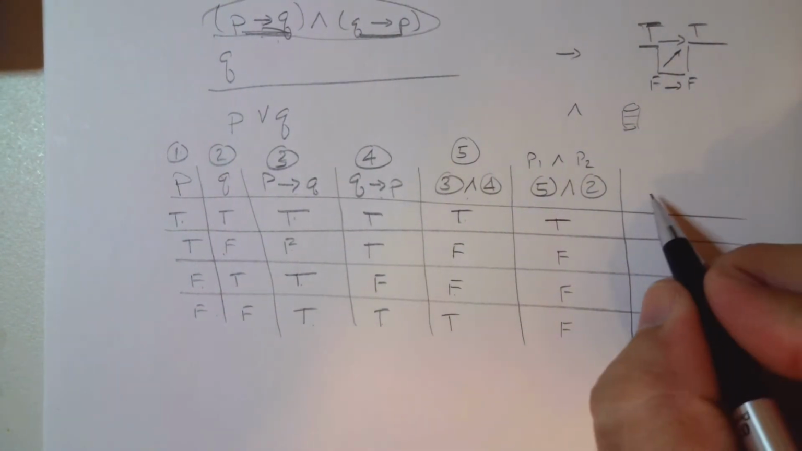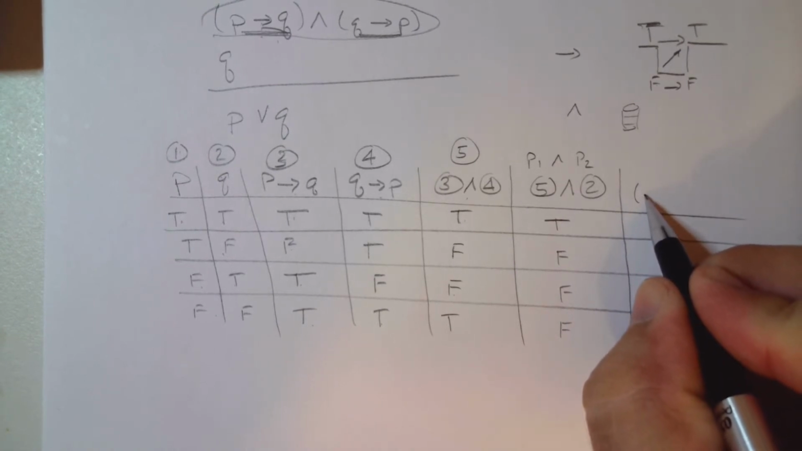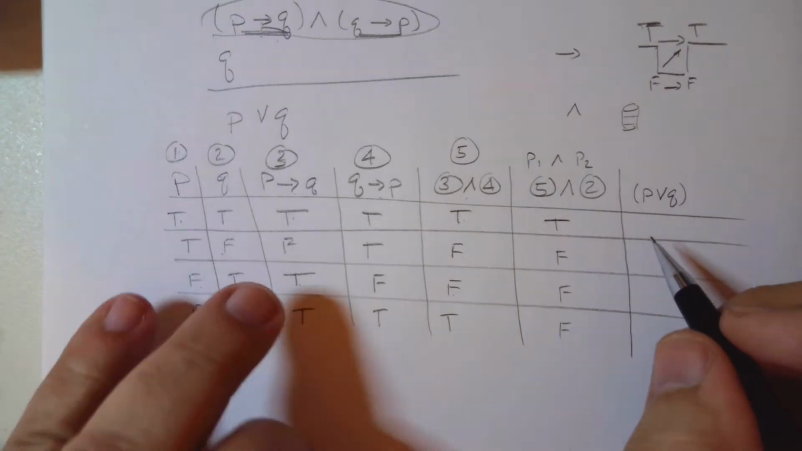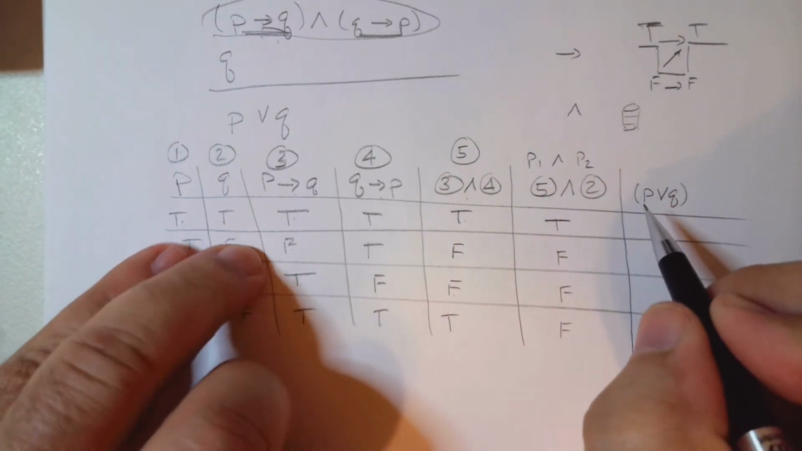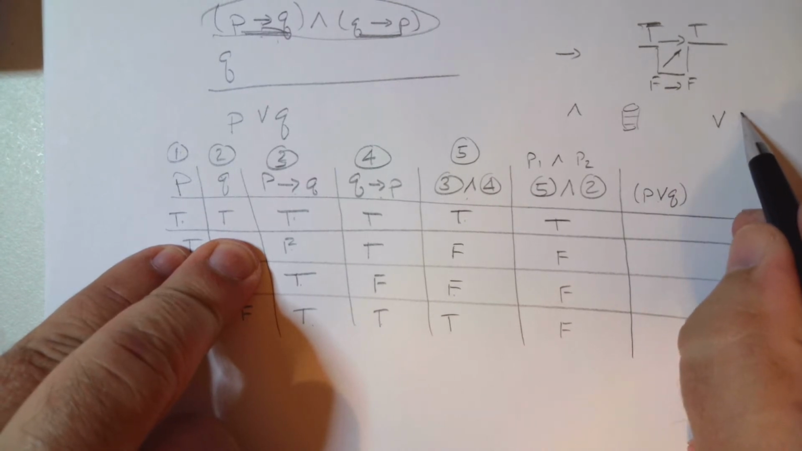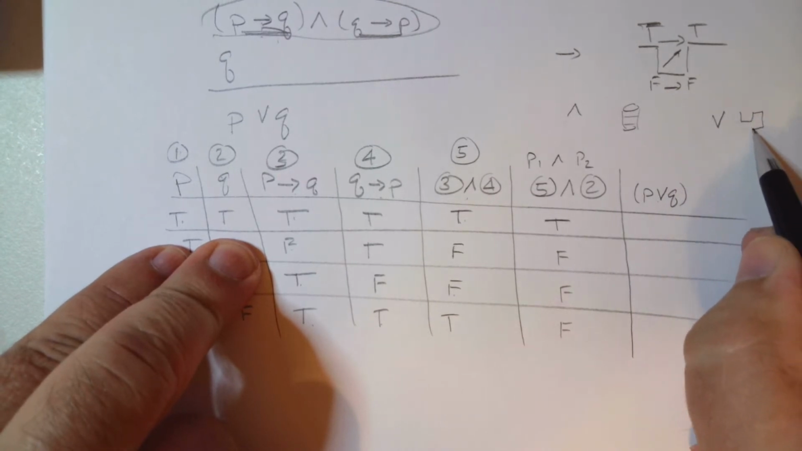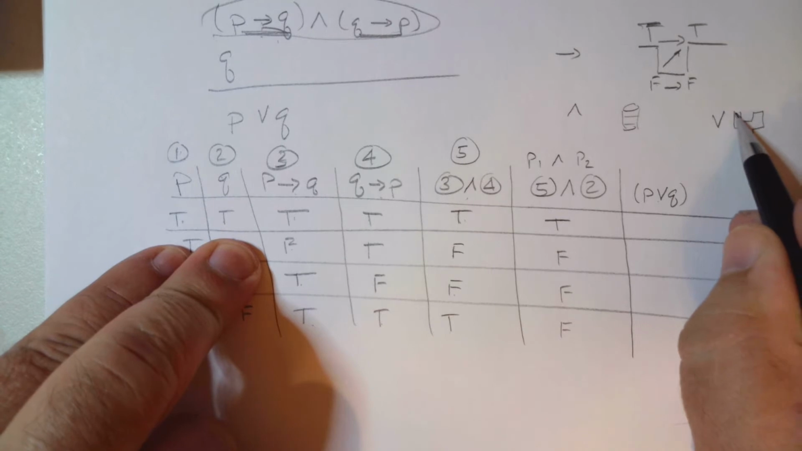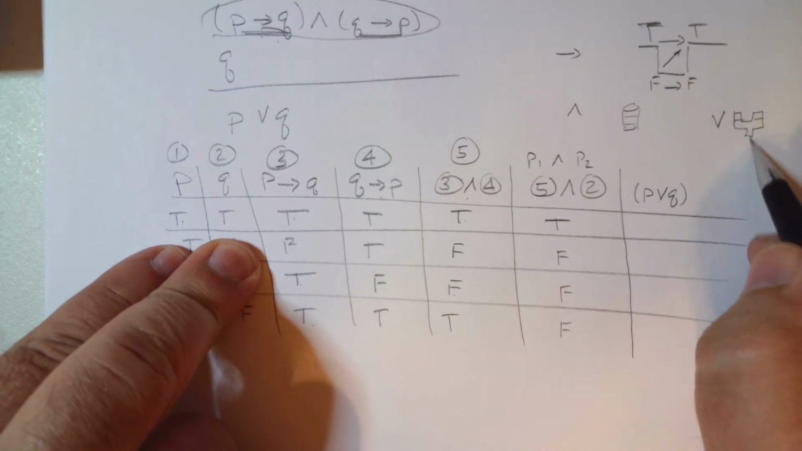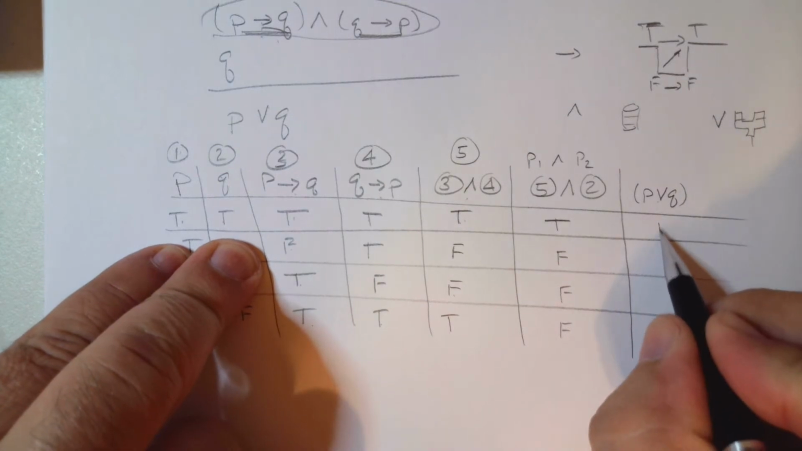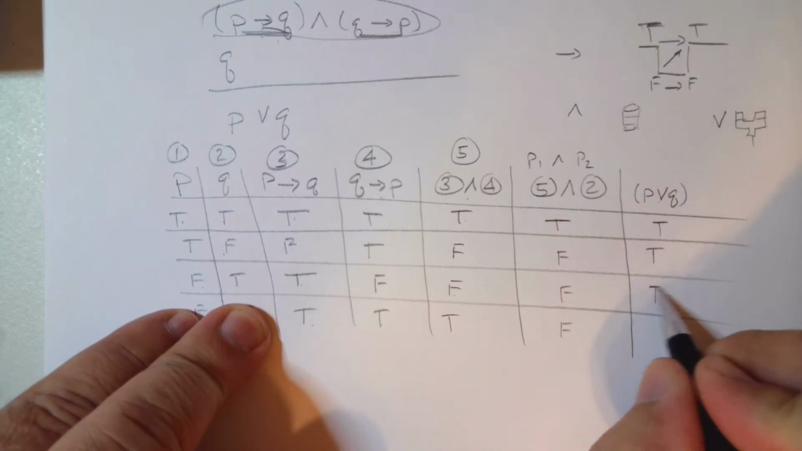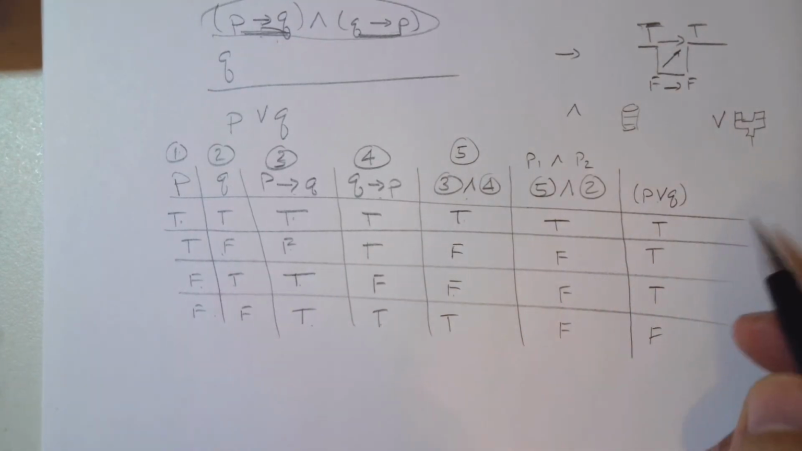Let's build this one. The conclusion. P or Q. That's columns 1 and column 2. It's an or statement, so or is that you have 2 pipes. If either of these shut-off valves are open, then water comes through. So true and true is true. True and false is true. False and true is true. False and false is false.